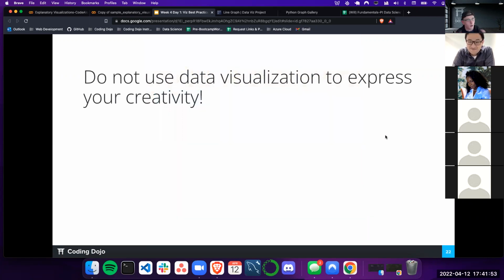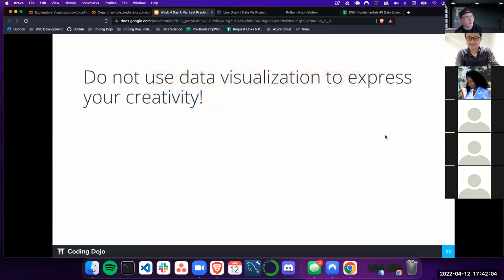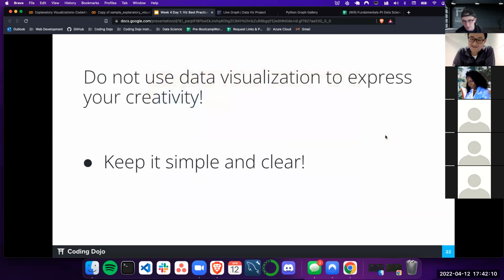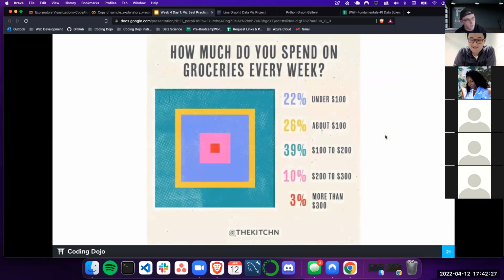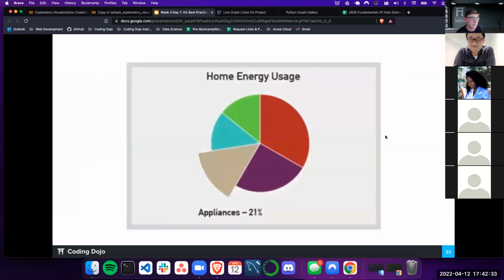Okay, so this is also a reminder. This looks sort of created, and like somebody said, it looks like it's on Canva, and Canva is an awesome tool for creating marketing materials. But we want to make sure we don't use data visualizations to express our creativity. We want to keep it simple and keep it clear, really easy to understand, not just something that looks really cool and hip. If you can't understand it, then it's not valid. Okay, last one.